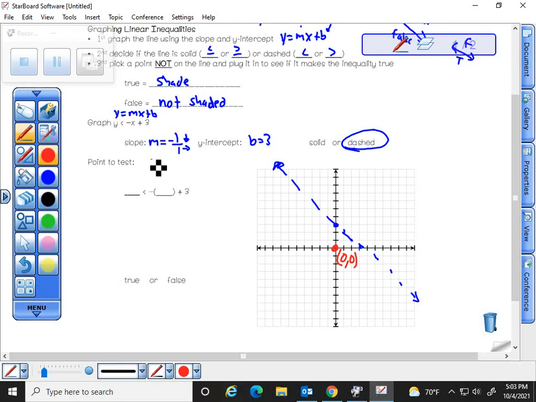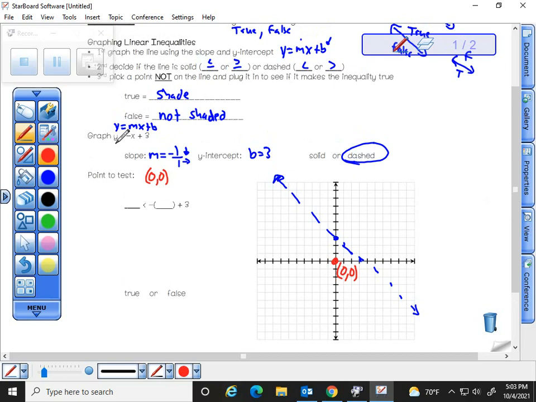So testing 0, 0, meaning I'm going to put 0 into that original equation. So it'll be 0 in for y, less than, negative 0 in for x, plus 3. See if that's true or false. Clean it up a little bit: 0 less than negative 0 plus 3. Is 0 smaller than 3? 0 is smaller than 3, that's a true statement. That means I'm going to put a big old T right here next to that true statement.